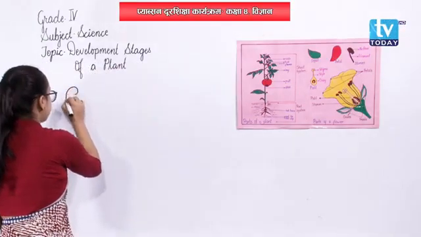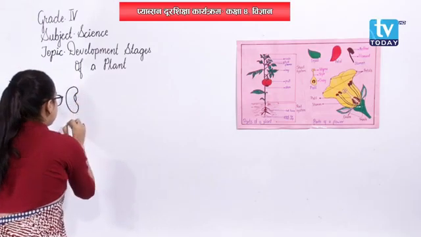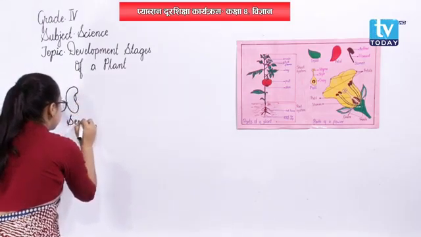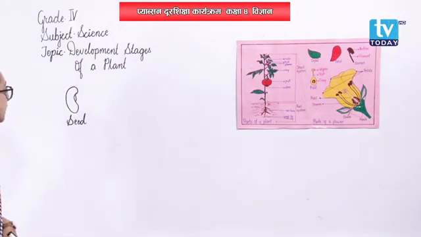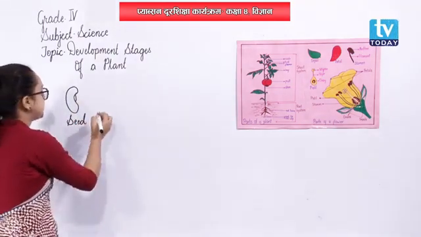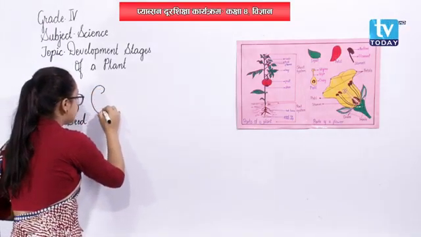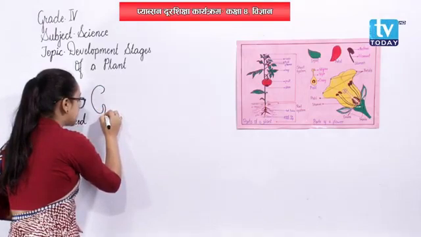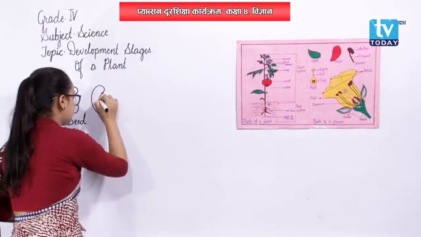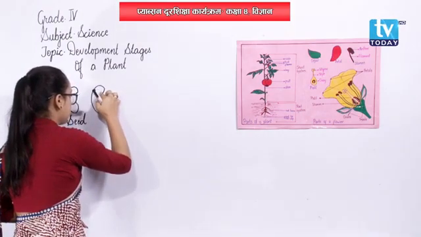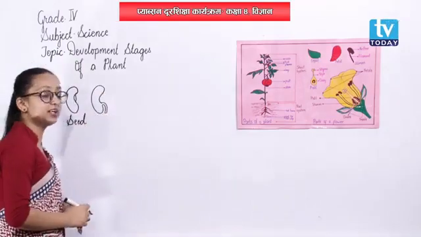Suppose this is the seed that we have kept inside the ground, under the soil. Then what happens? As this seed grows up, a small structure appears from the end of the seed.